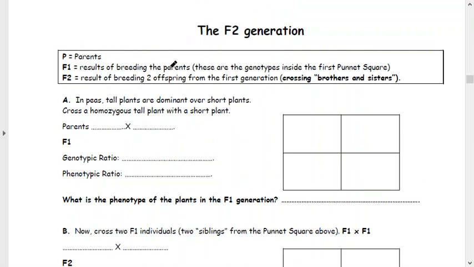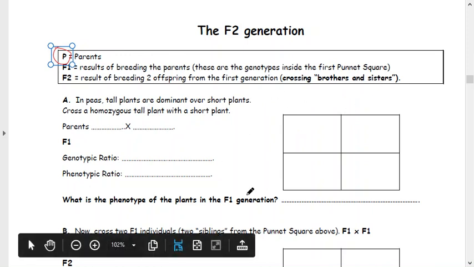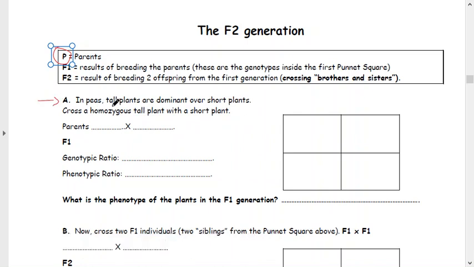So when you have a Punnett square cross and you have the initial parents, that's called the P generation. So for a Punnett square, the P generation would be on the top and the side. That would be the P generation. So let's do A here. In peas, tall plants are dominant over short plants. Cross a homozygous tall plant with a short plant.